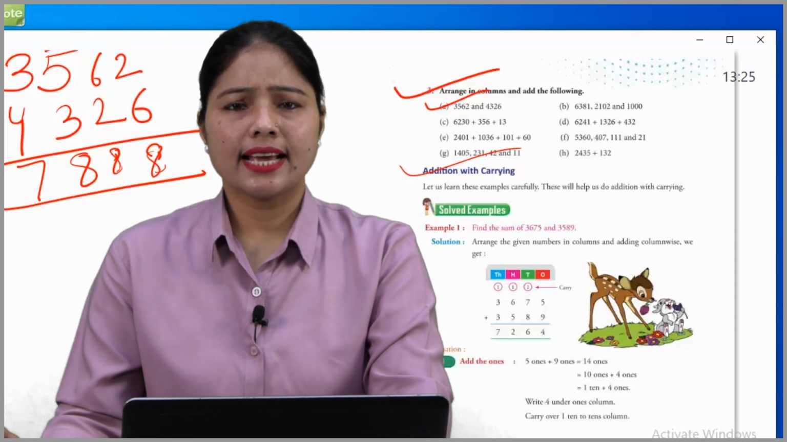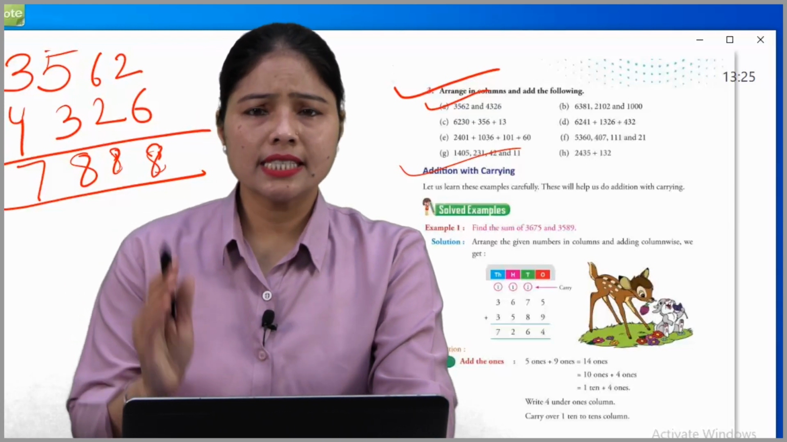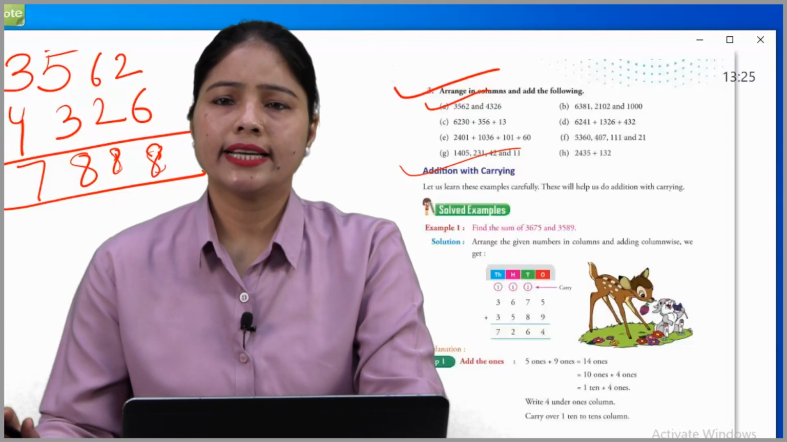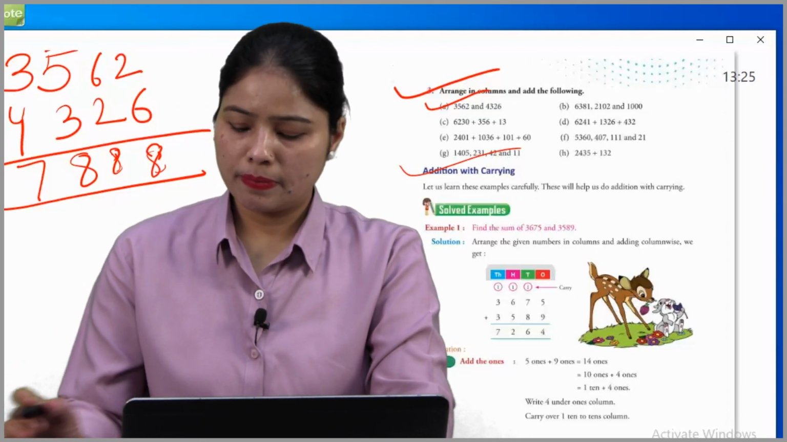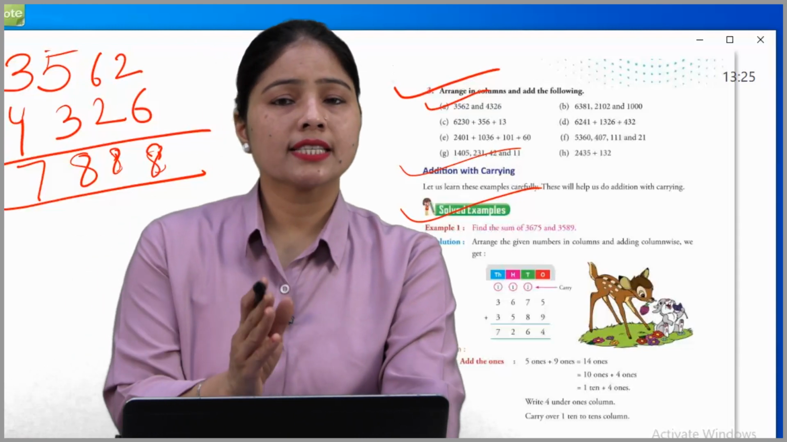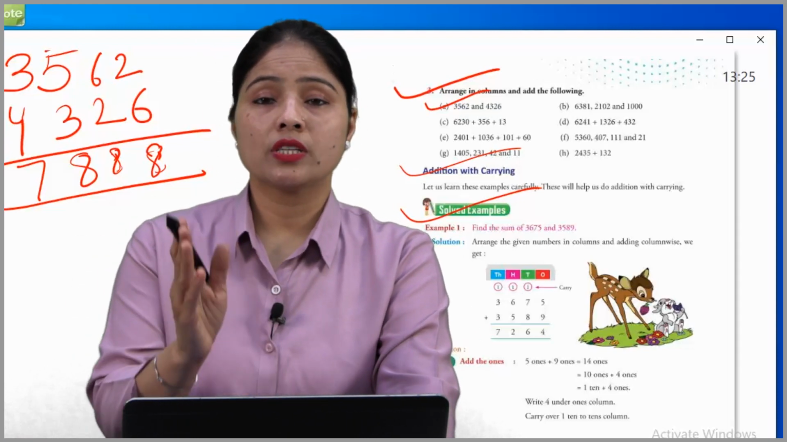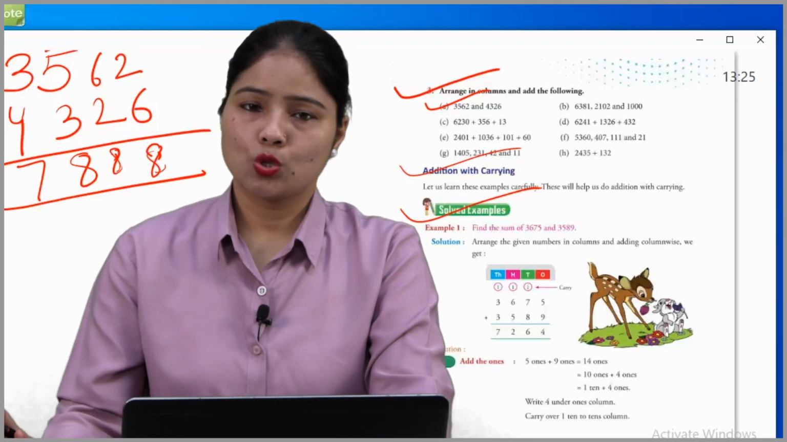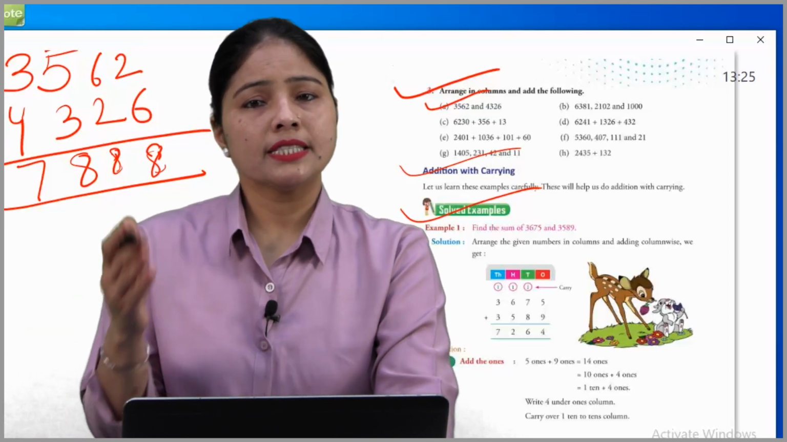Let's learn these examples carefully. These will help us to do additions with carrying. Solve examples. Example number 1. Find the sum of 3675 and 3589. Solution. Arrange the given numbers in columns.